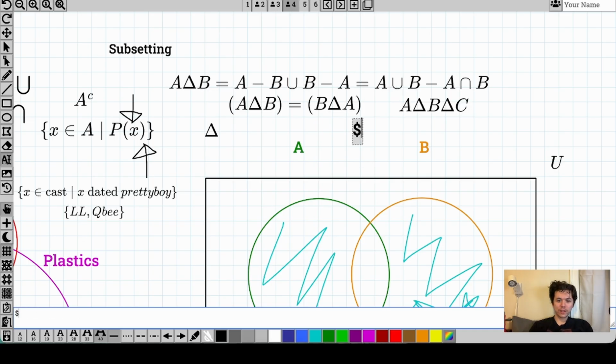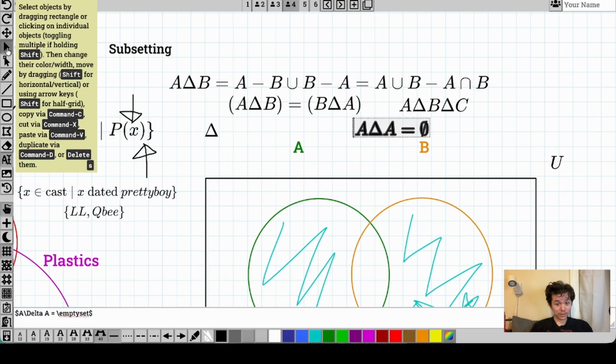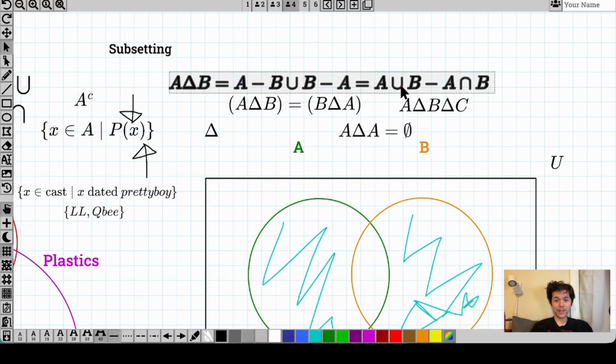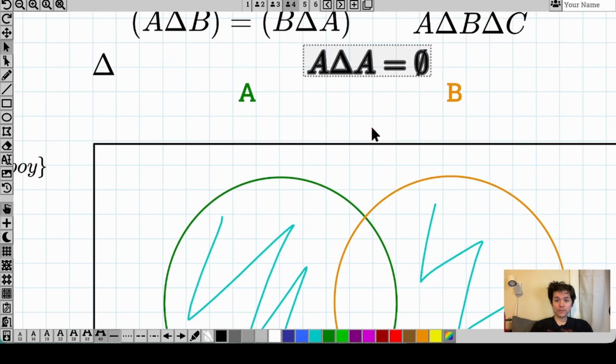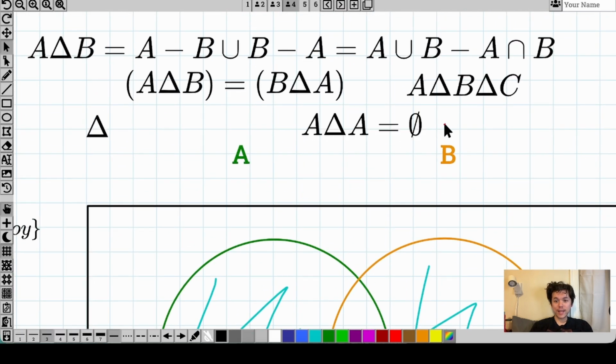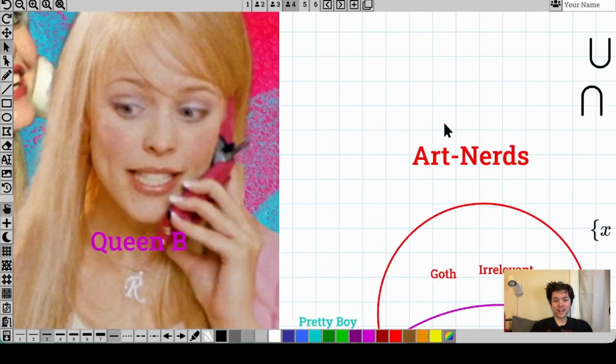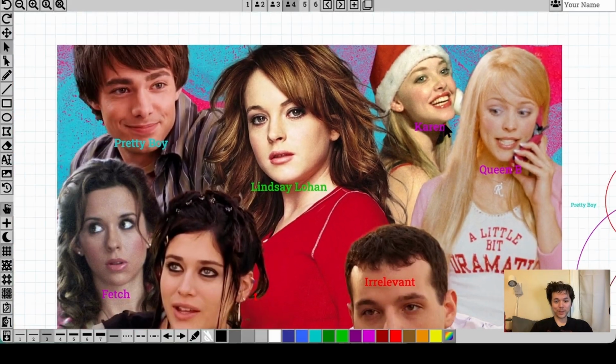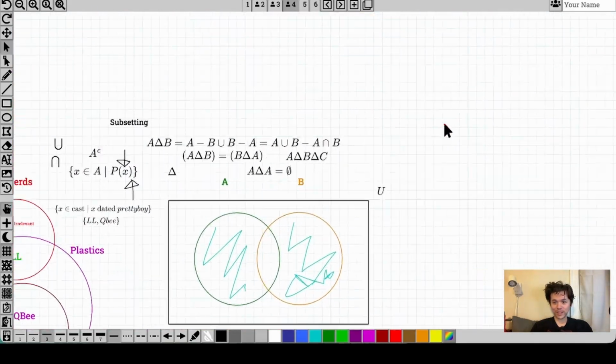But an interesting thing is that if you do A Δ A, you always get the empty set. Now this is one that I have not talked about yet, but the way to think about this is you can think of A union A minus A intersect A, and what do you get? You get the empty set. The difference with itself is the set containing no elements, containing no cast members of Mean Girls. Ugh, what a terrible set.